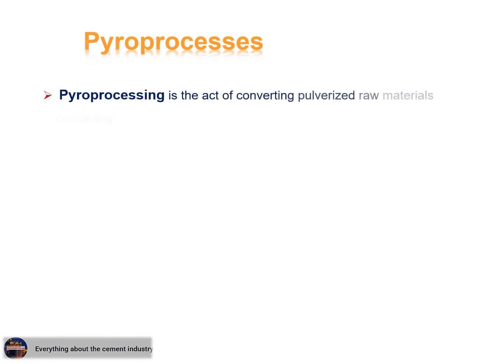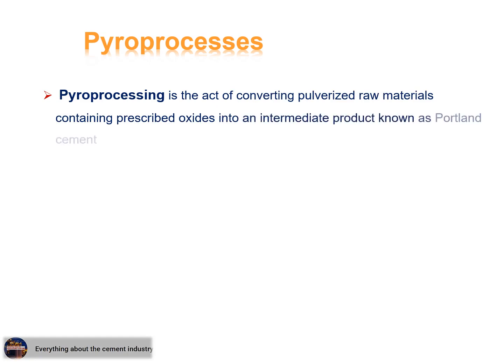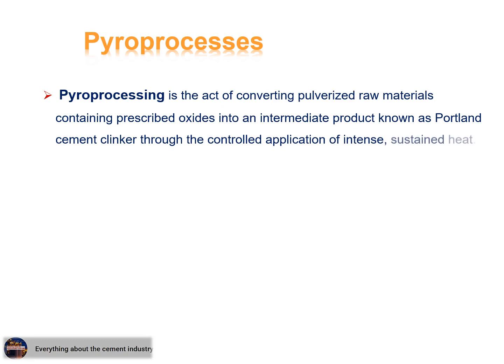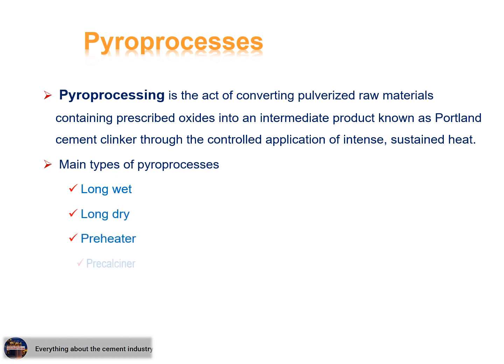Pyroprocesses. Pyroprocessing is the act of converting pulverized raw materials containing prescribed oxides into an intermediate product known as Portland cement clinker, through the controlled application of intense, sustained heat. Main types of pyroprocesses: 1. Long wet. 2. Long dry. 3. Preheater. 4. Precalciner.